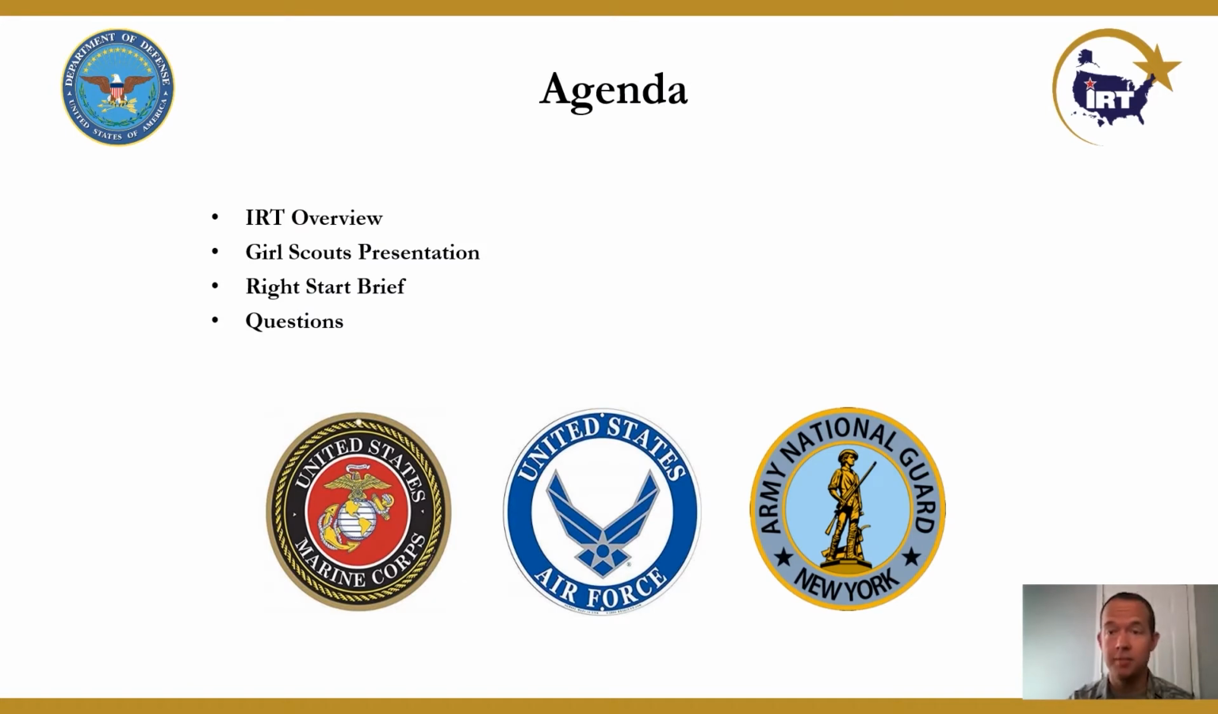So their agenda in 2019 for this brief was an IRT overview, like we talked about. Let the community partner, Girl Scouts in this case, present, tell a little bit about them, a little bit about their camp and history of the camp and what their vision is for the camp, that our military folks are going to be part of that vision. Then we're going to get into the military side, the Right Start brief, and then, of course, give people a chance to field questions.